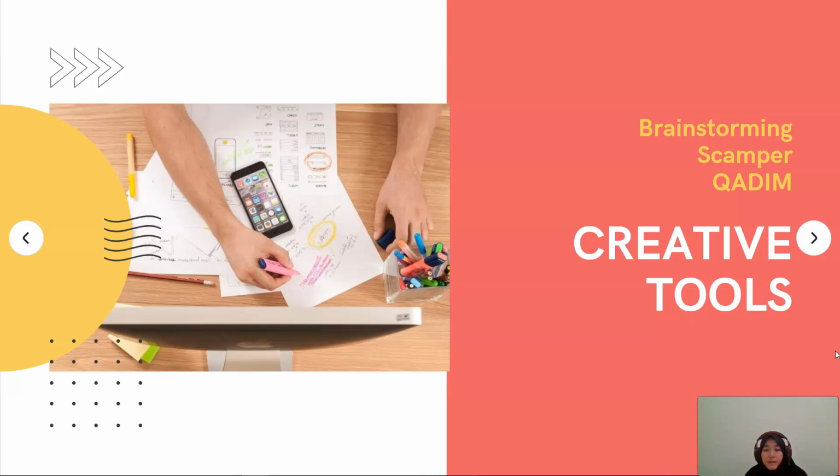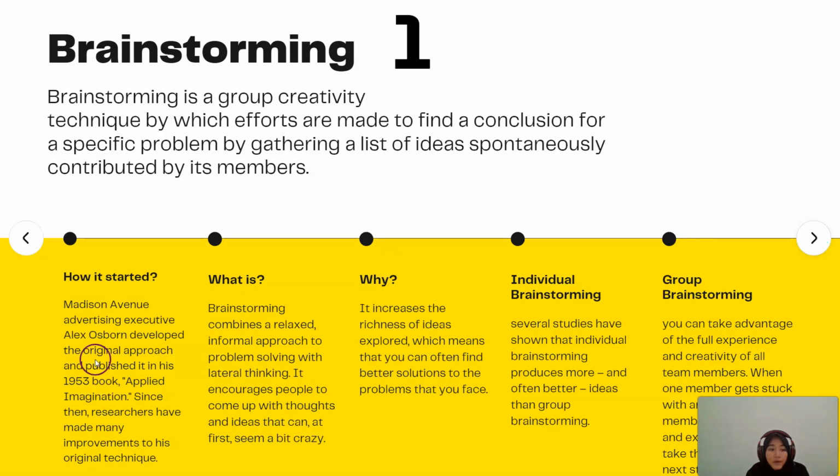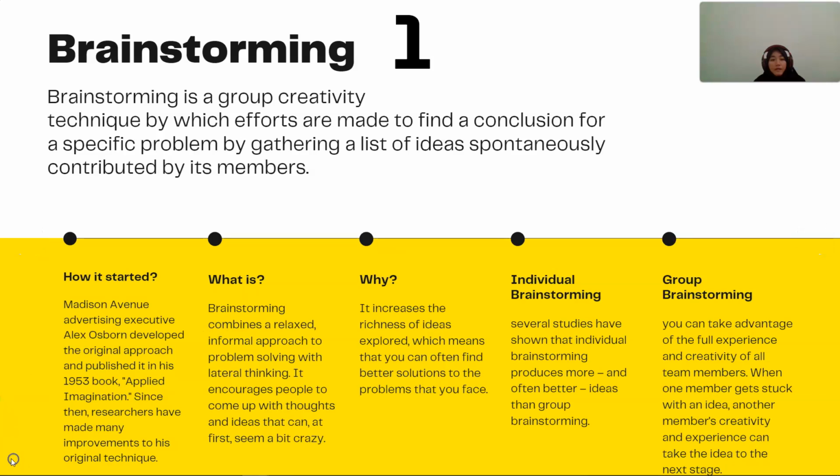Next we will learn about the creative tools that support the creative processes. So basically in our class syllabus, we learn about brainstorming, SCAMPER and Kadeem. So these are three creative tools that you can use in order to develop your creative solution. So now we look at them one by one. So creative tool number one, which is brainstorming.